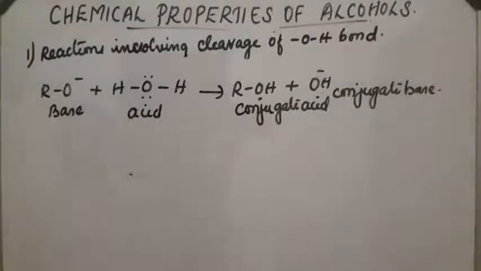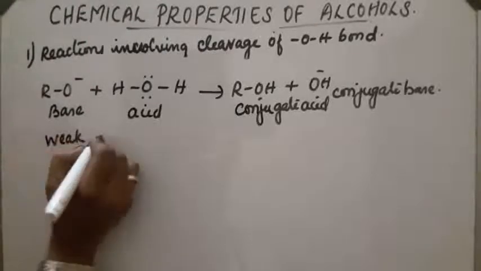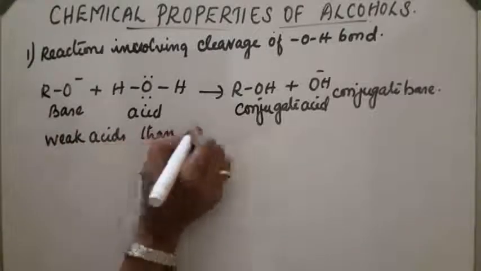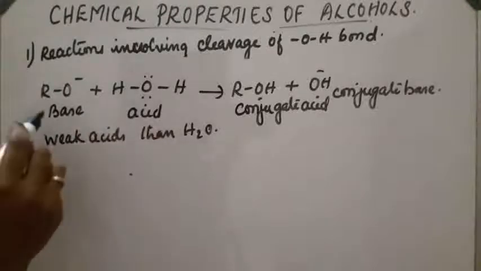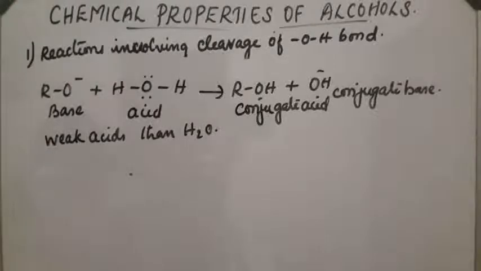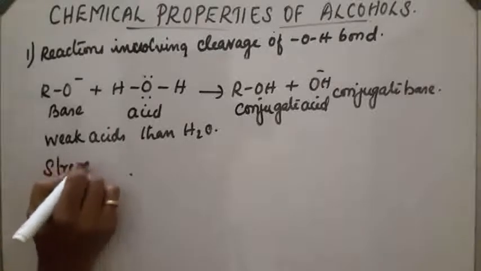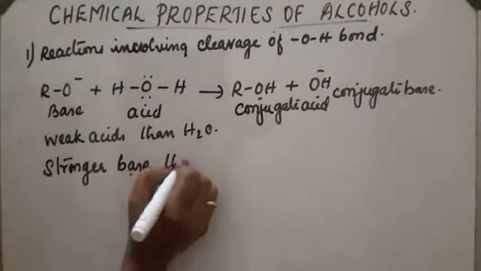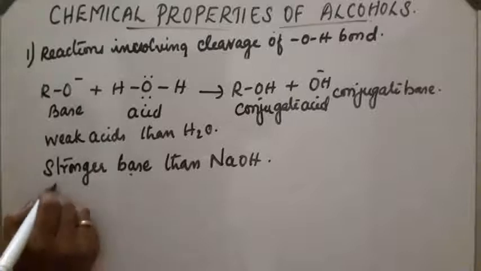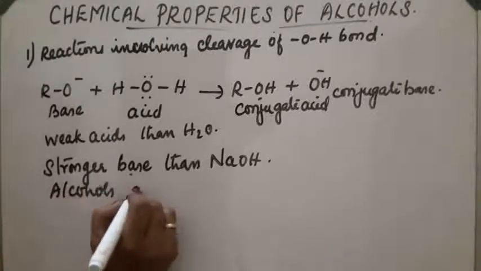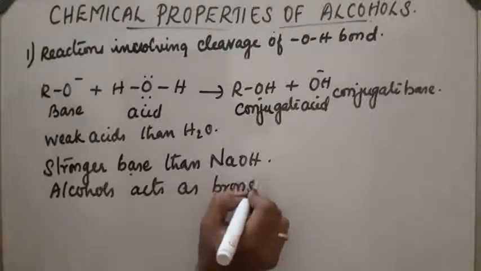Here, as the alcohol acts as a base, it shows that alcohols are weaker acids than water, than H2O. So here we can see that H2O is a strong proton donor. It donates its proton, and the alcohol acts as a proton acceptor. It acts as a strong base, even stronger than sodium hydroxide. So here we can see that alcohols act as Bronsted bases.